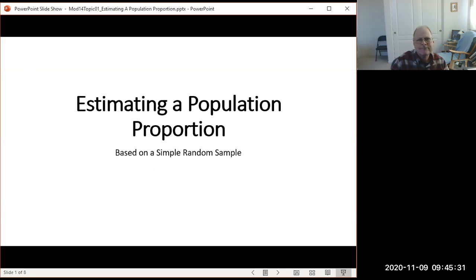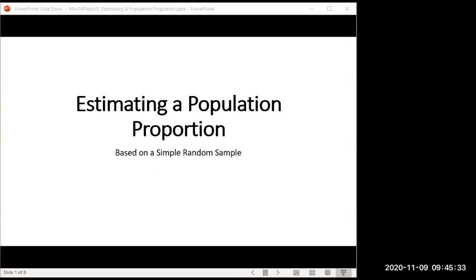So this presentation is on estimating a population proportion based on a simple random sample. It's about the same material that's in the OLI textbook in Module 14 on pages 191 through 194, or in the class workbook, Module 14. It's either topic 1 or 2, depending on which edition of the workbook you're looking at.